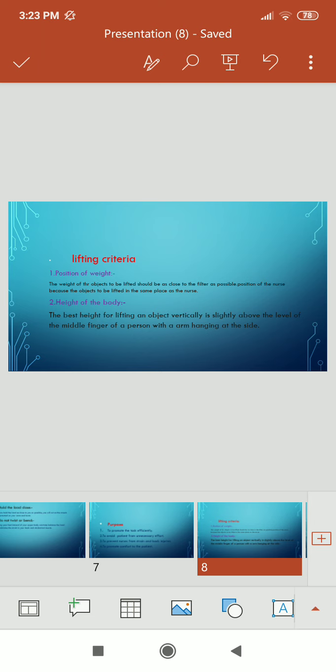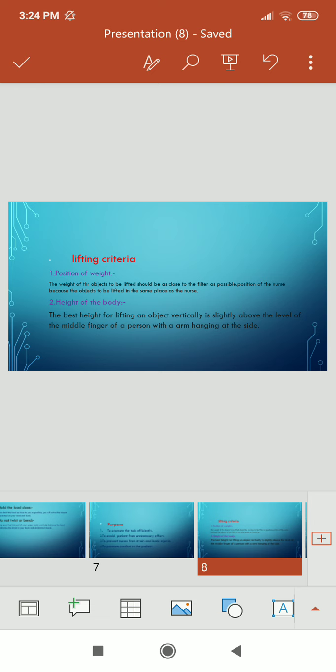Lifting criteria. First point, position of weight. The weight of the object to be lifted should be as close to the lifter as possible. Position of the nurse: the object to be lifted should be in the same place as the nurse.